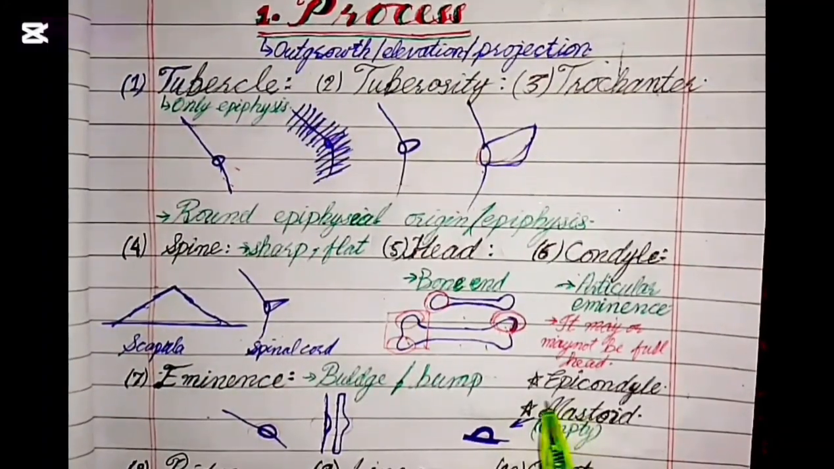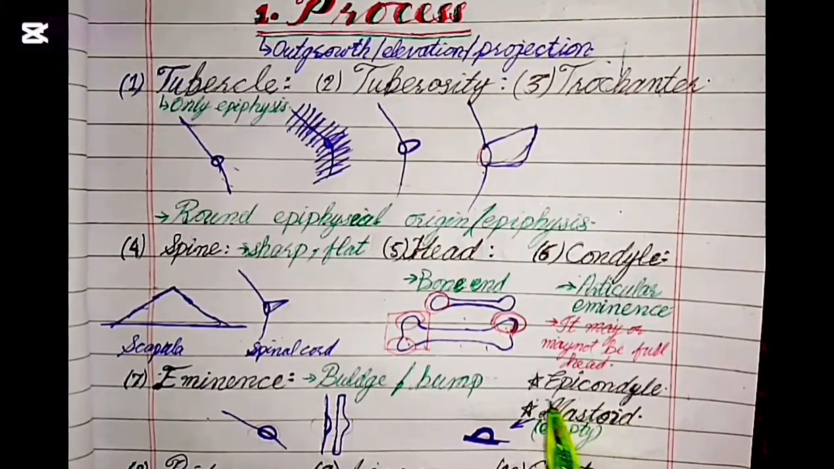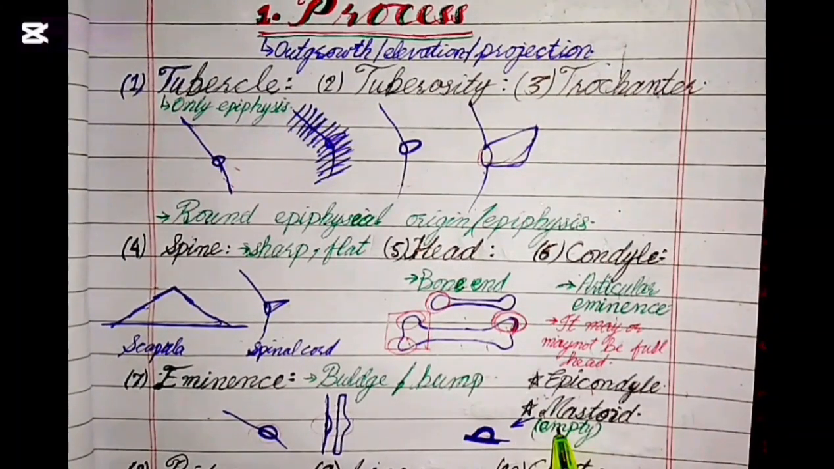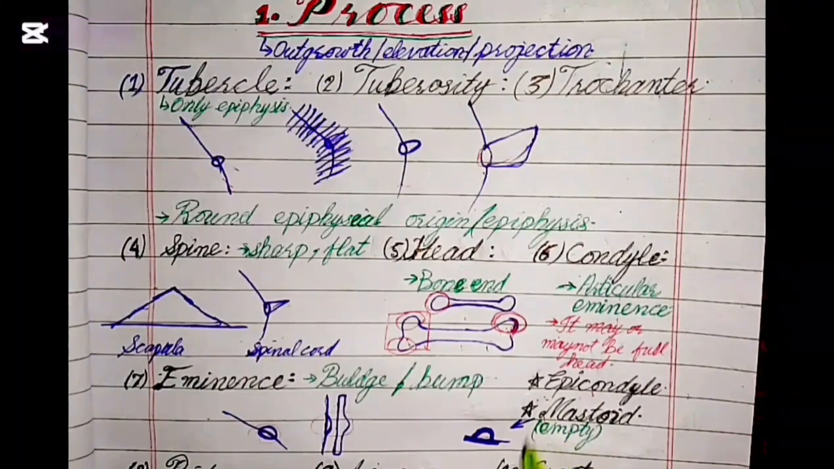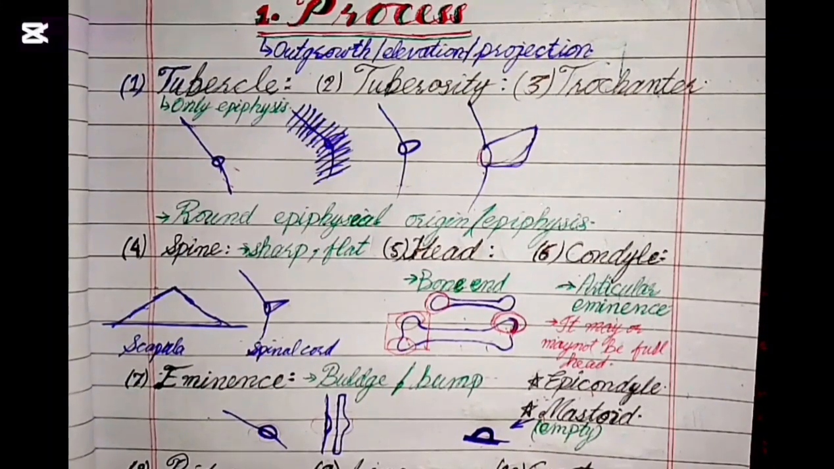Now epicondyle: the word means epi, above the condyle, so it is non-articular. It is a modified eminence, meaning one eminence that is present above the condyle. And mastoid is a type of eminence that is mainly present in the skull near the ear. It is a type of hollow eminence, empty from inside.